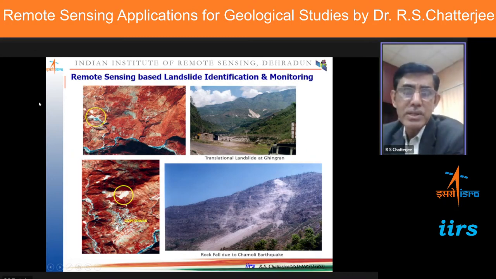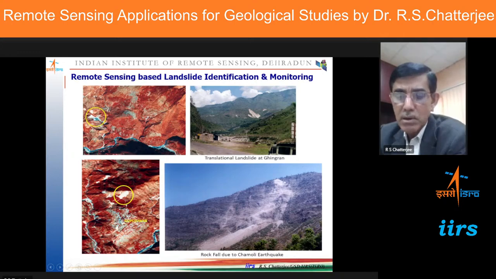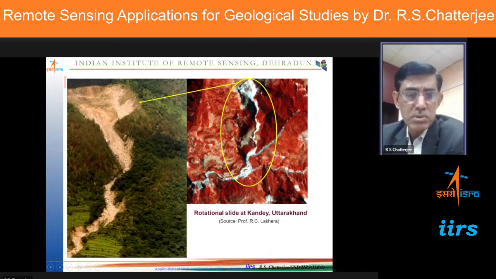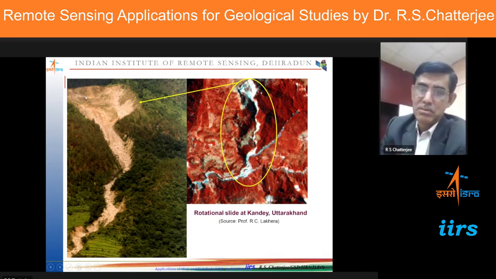Here you see in the satellite image how a landslide looks, and on the ground, in the terrestrial photograph rather, you can see how it looks. This is a rock fall in Gopeshwar in the Garhwal Himalaya near Chamoli, and this is how you see it on the satellite image. The rock fall was due to the Chamoli earthquake, which occurred long back. Now you see, this is like a spoon, isn't it? So this is a rotational landslide. The landslide is coming like this, spoon-like.